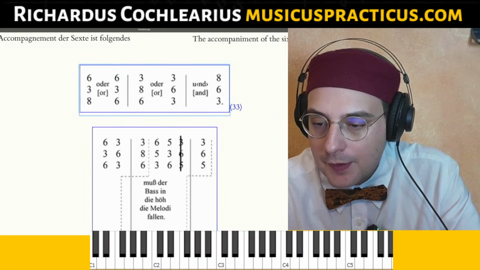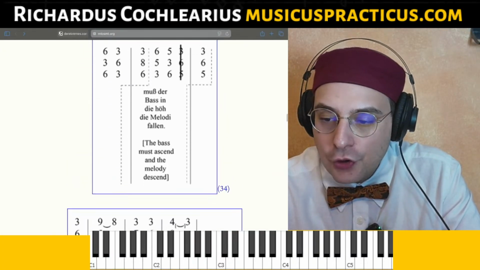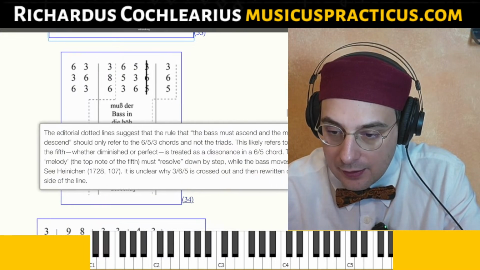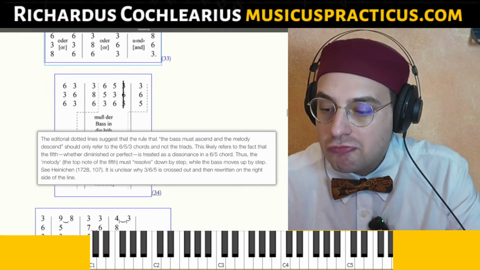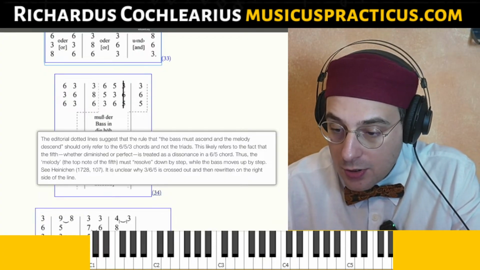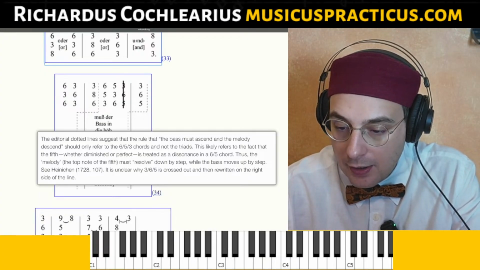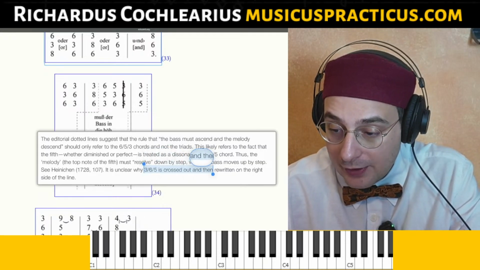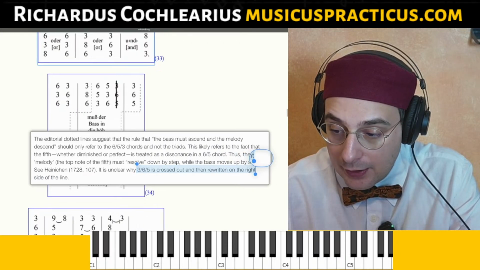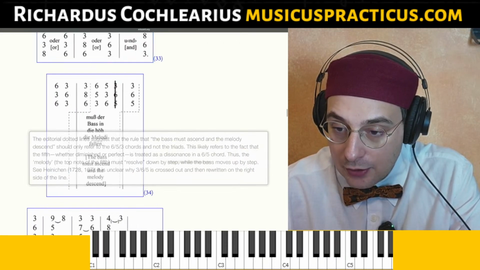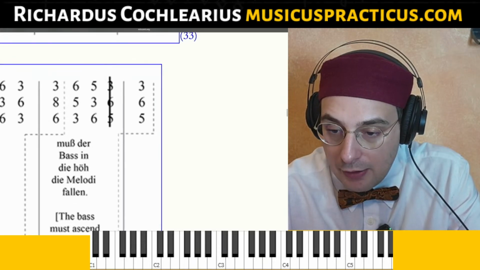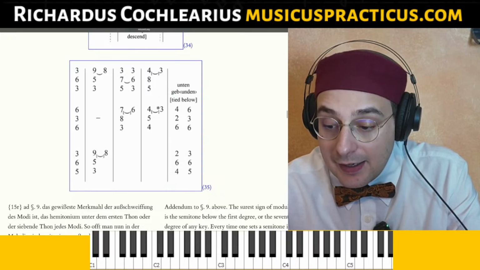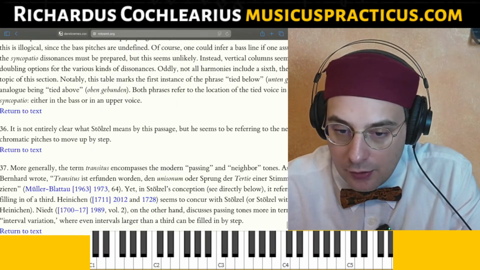No, here. Okay. I don't know what it means with the cut, with the vertical cut. It is unclear why 365 is crossed out and then rewritten on the right side of the line. Okay, because it's cut and then rewritten. We don't know. Then dissonances here. Let's see.